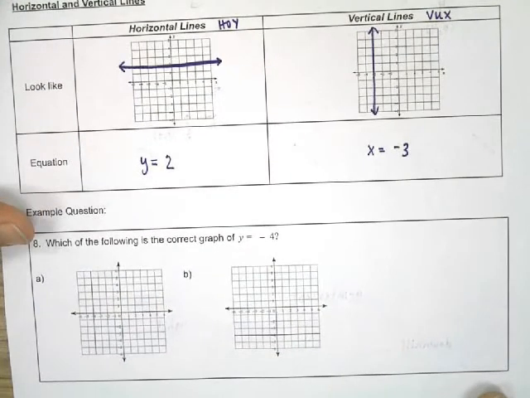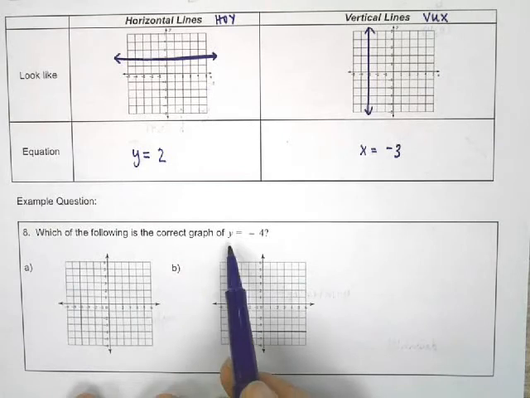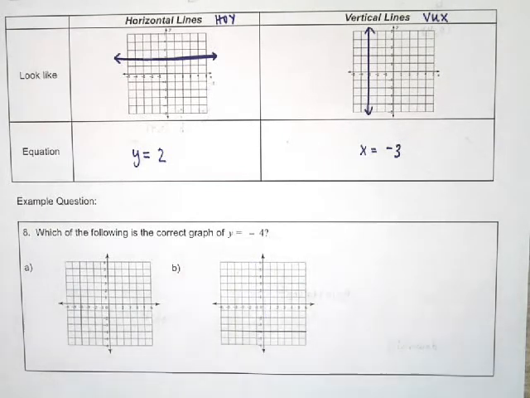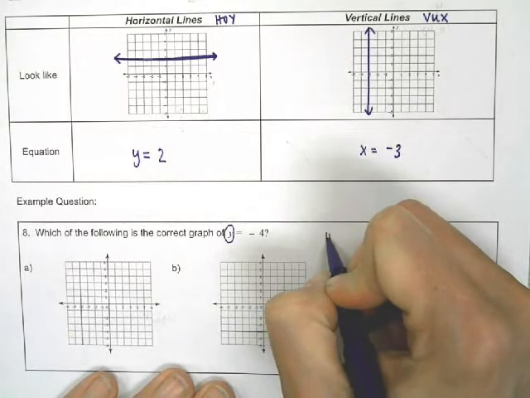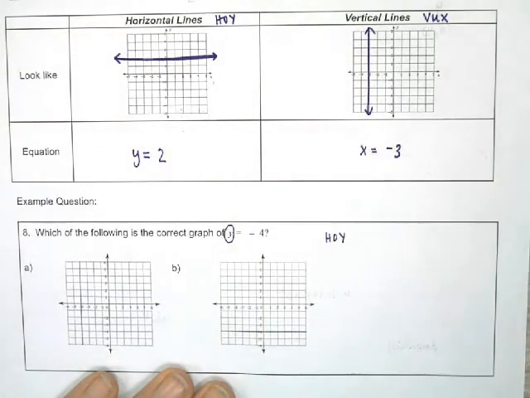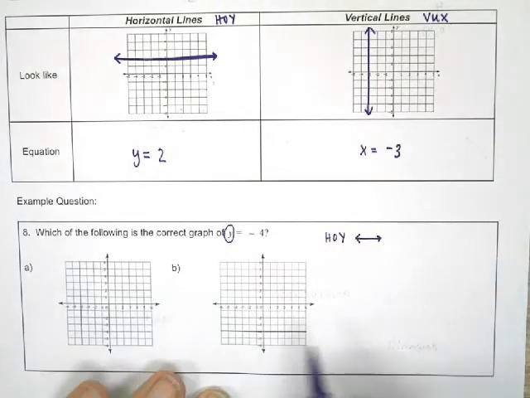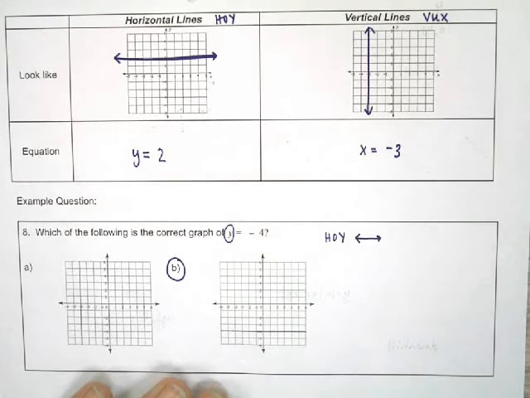So a question of this on the final might look like this. Which of the following is the correct graph of y equals -4? Now there's a few ways we could do this. The first way would be to say, well, I know if it's y equals, it has to be HOY, right? So I know I have a horizontal line that crosses at -4, which makes choice B.